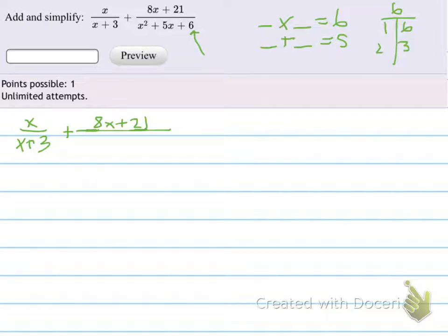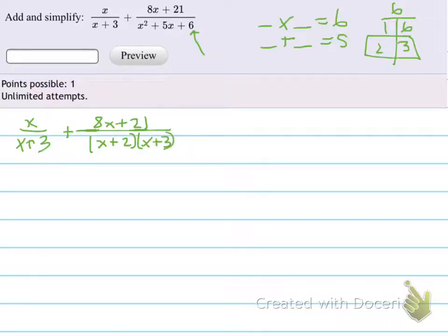So because both of these are positive, we know that both the 5 and the 6 are positive. We know that we're looking for two positive numbers, and we have them right here. So 2 times 3. So what we're going to write as our denominator is x plus 2 and x plus 3.